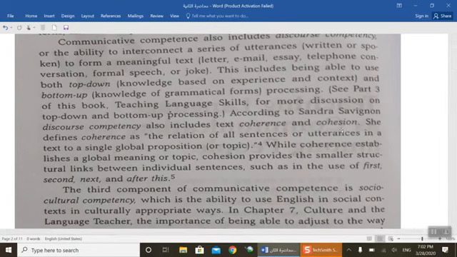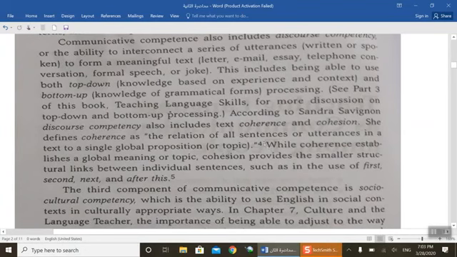What is coherence? What is cohesion? We will see simple definitions for them. She defines coherence as the relation of all sentences. This is coherence: the relation of all sentences or utterances in a single text to a single global proposition or topic.